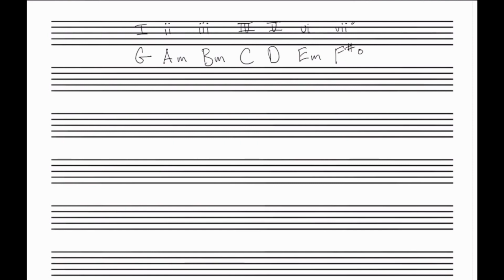You've got uppercase Roman numerals like the 1 and the 4 and the 5. The uppercase denotes major and lowercase denotes minor, like in the 2, the 3, and the 6. And then the 7 is diminished. There's a little circle there to denote that it's diminished, and it's also lowercase because that's just standard practice. I'm assuming because the third is minor in that chord.